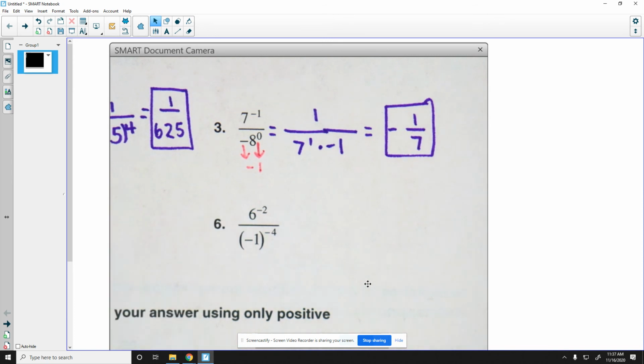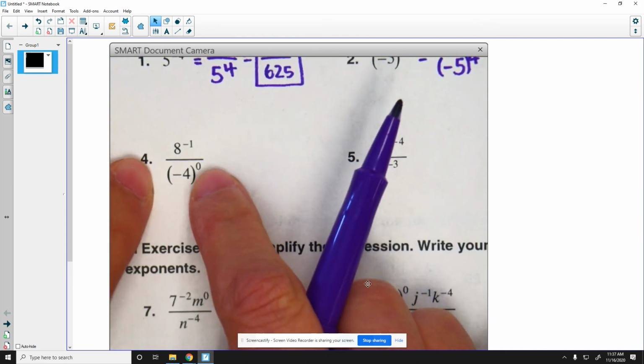Okay, I hope you're following along. I hope you're doing this with us because this is your level work. You are going to be submitting this later. All right, let's do number 4.